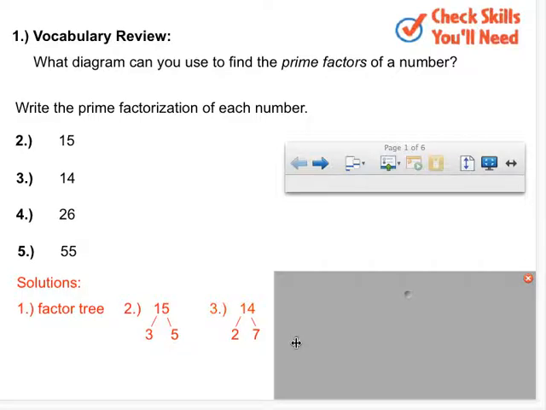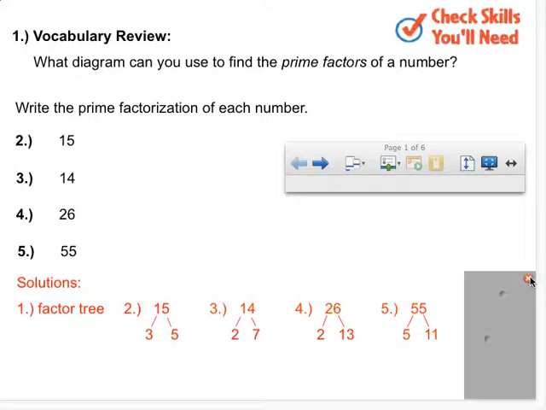Just check it with your work. We did this in the first quarter. Hopefully you guys remember doing this early. I think most students learn this in like the 3rd grade. Okay?